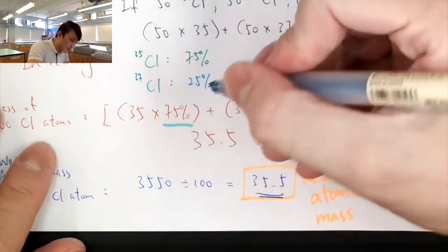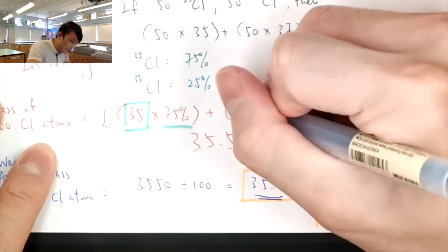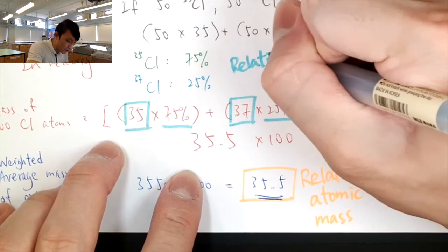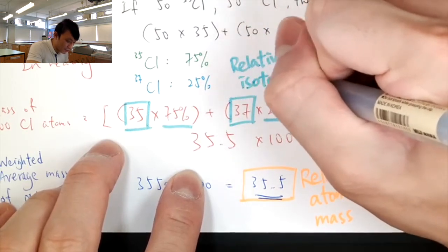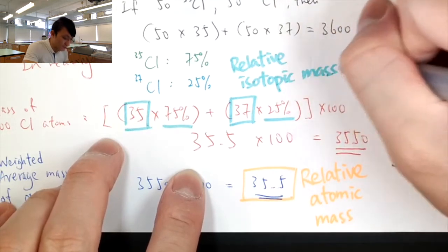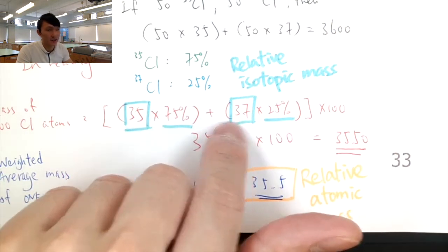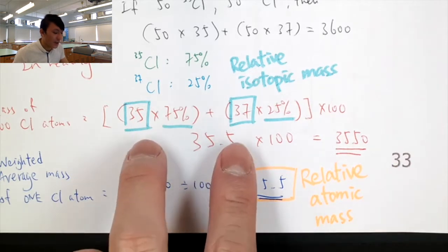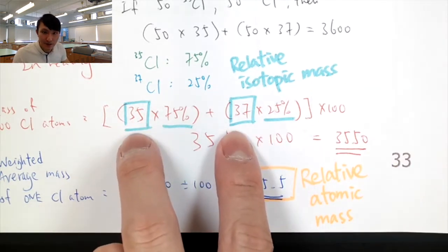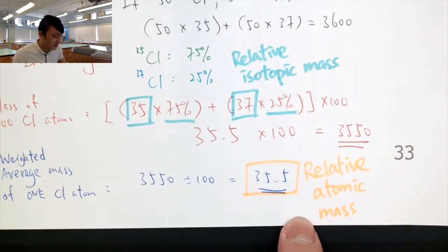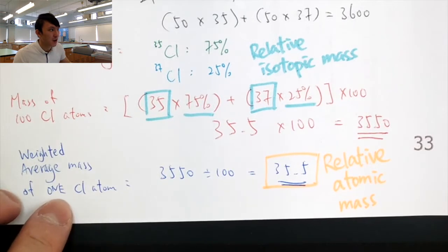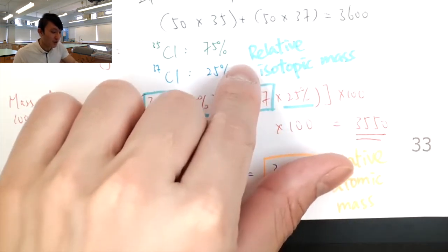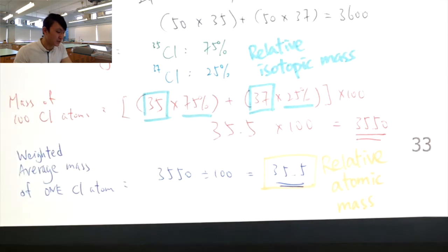Now, you realize that this relative atomic mass is derived from these two masses of isotope. So for these two, like 35, 37, now these two, we call this one relative isotopic mass. Okay, relative isotopic mass. Each of these is representing the relative mass of an isotope. Okay, and the weighted average of the isotopic masses would be the relative atomic mass. So here, the weighted average mass of one chlorine atom is derived from each isotopic mass. Okay, so this is the idea.